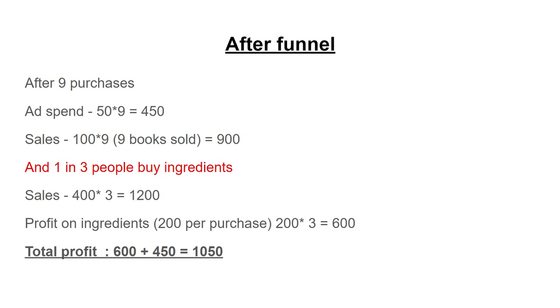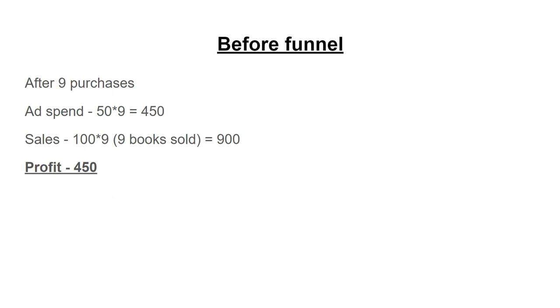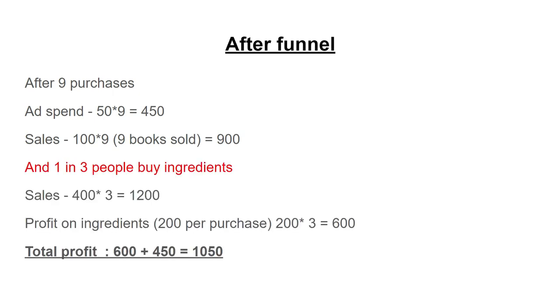Now let us take a look at these numbers. Again, 1 in 3 people have bought the ingredients, so the cost of ingredients was 400 rupees, so the sales are total 1200, but the profit on ingredients is 200 rupees. So the total profit before the funnel was just 450 rupees, but the total profit after the funnel is 1050 rupees. Now this is just a simple example. If we go on increasing the pages and strategically selling him all the different stuff, then he is going to buy more and the total profit can increase even more.